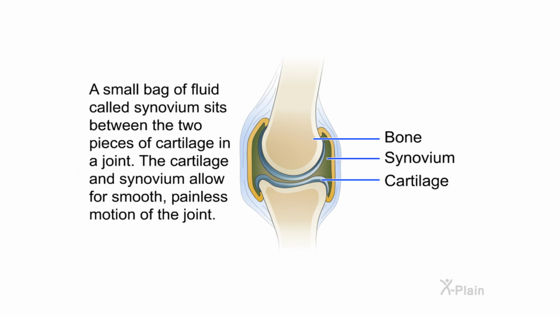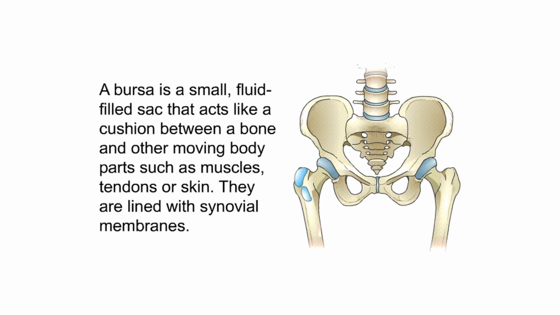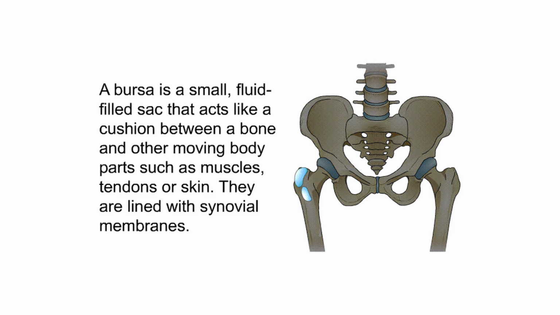A small bag of fluid called synovium sits between the two pieces of cartilage in a joint. The cartilage and synovium allow for smooth, painless motion of the joint. A bursa is a small, fluid-filled sac that acts like a cushion between a bone and other moving body parts such as muscles, tendons, or skin. They are lined with synovial membranes.